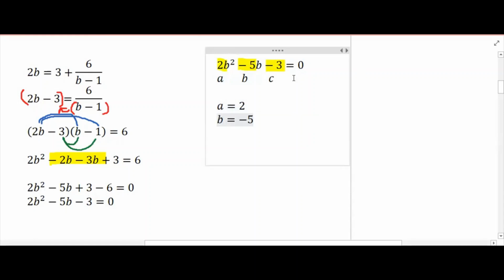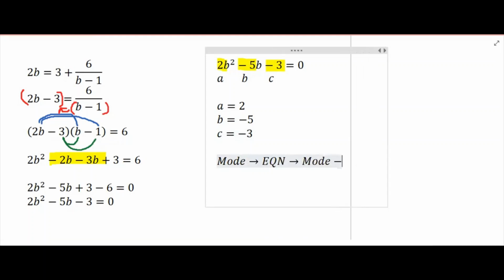So set A is 2, B is negative 5, C is negative 3, and then please press your calculator: press mode 3 times, you will get EQN. And then press mode again to get degree. You will see unknown, but I don't want unknown. I want degree, and then press 2. Why 2? Because this is B square, the highest power is 2. So degree 2. After that, you key in your ABC.